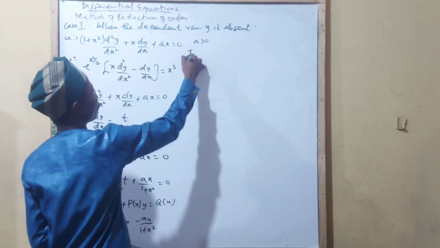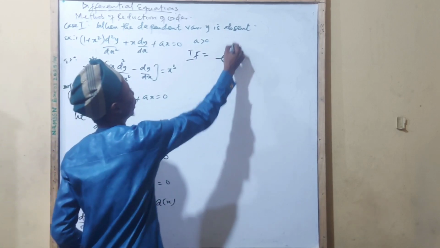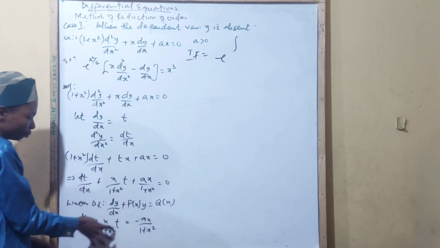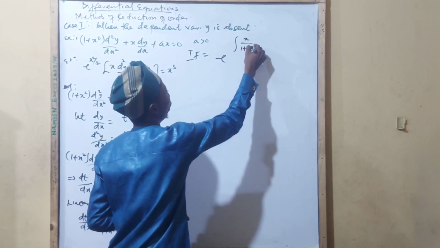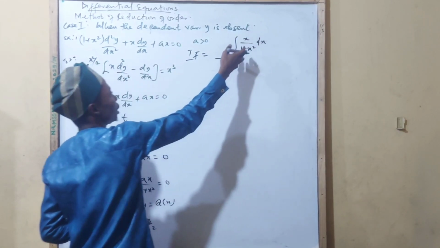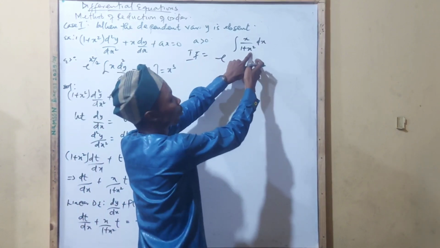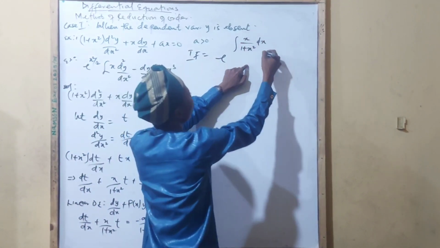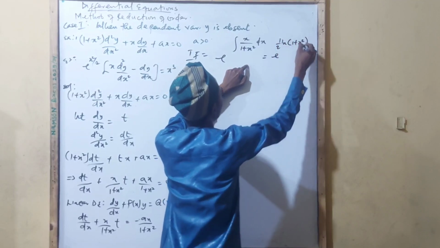So what is the integrating factor of this differential equation? The integrating factor is the exponential of the integral of what is here: exponential of the integral of x over 1 plus x squared dx. And what is the integral of x over 1 plus x squared? Using u substitution, let u equal 1 plus x squared, du will cancel this. So this will be exponential of half ln of 1 plus x squared.